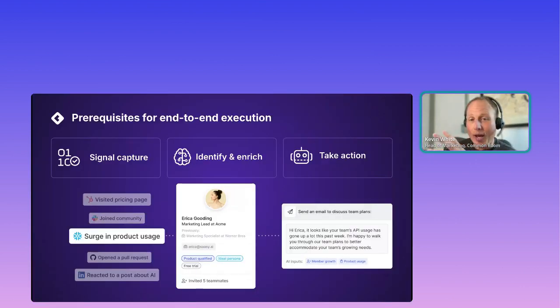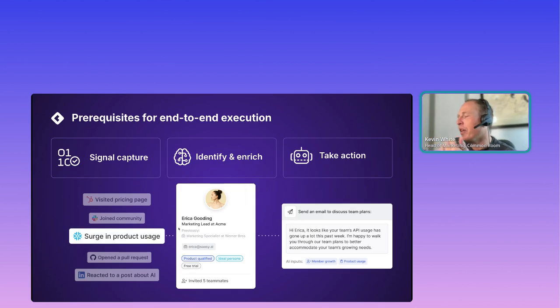And so to do that, there are these prerequisites that you need in order to take action. Essentially, one, you need to be able to capture the signal. Two, you need to be able to enrich and identify the person behind the signal. That's super important because you don't want to just reach out to any person in some faraway land that's an intern. You need some criteria of who you're going to reach out to, to make sure that they can actually use your product. And then the last part is the ability to take action on this.